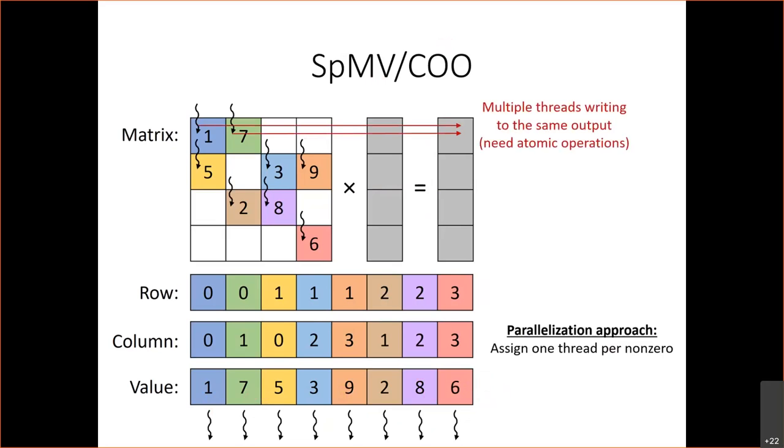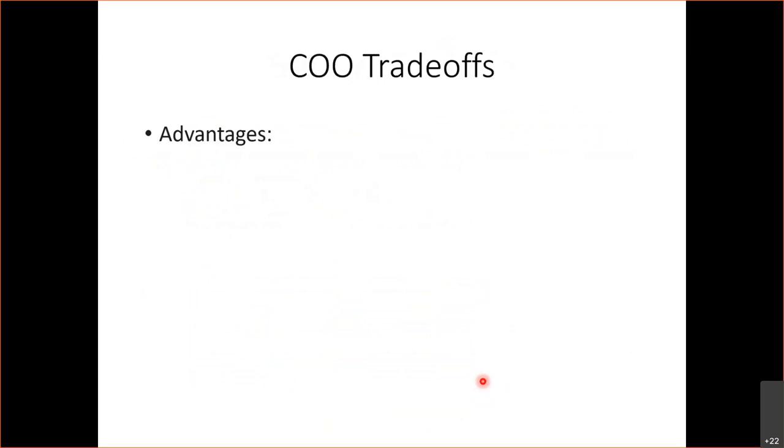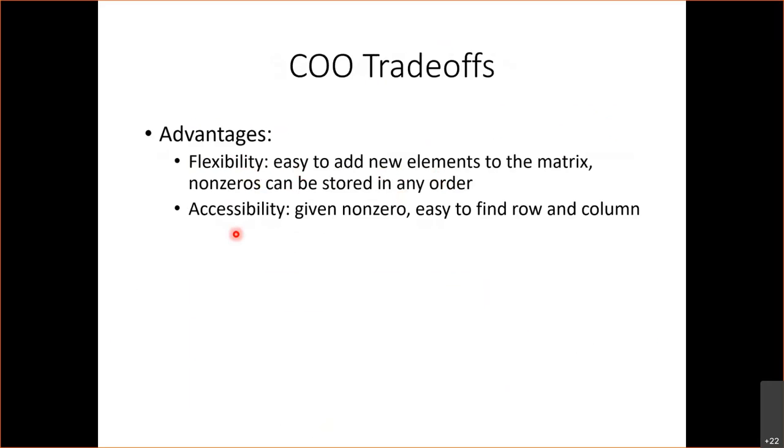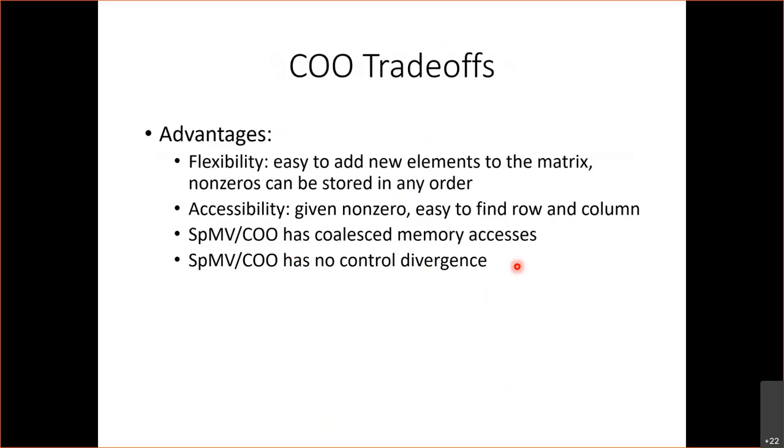Okay, so if we go and talk about the advantages of COO, we saw that we have flexibility. It has good flexibility because we can easily add new elements. Okay, and also the non-zeros can be stored in any order. In terms of accessibility, given a non-zero, it makes it easier for us to find the row and the column. This allows us to easily parallelize across non-zeros. We also see that SPMV COO has coalesced memory accesses to the matrix. And we also have that SPMV COO does not have control divergence.